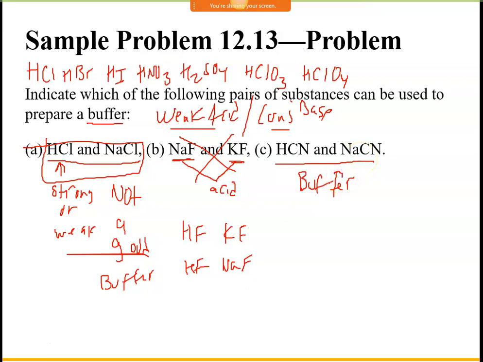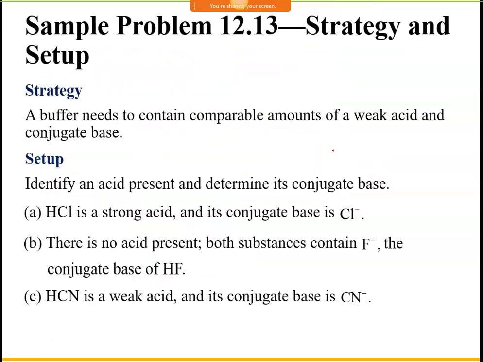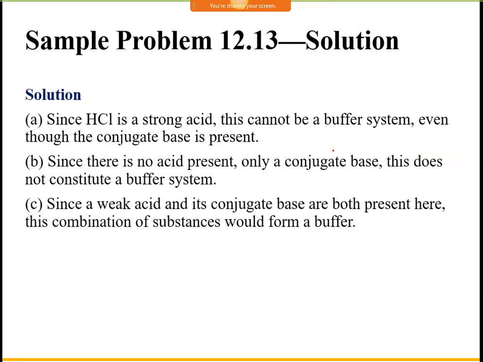Okay, so HCl is strong, there's no acid present, so it wouldn't be a buffer. HCN is a weak acid and the CN is the conjugate base. Okay?